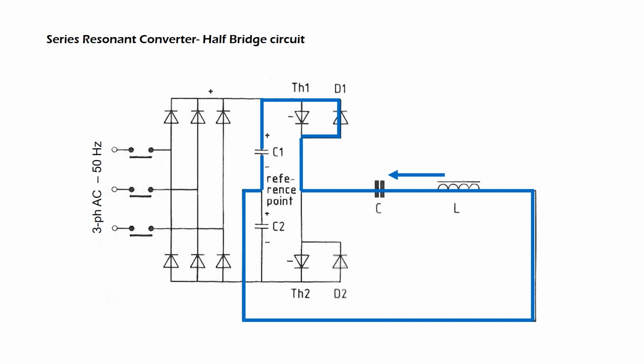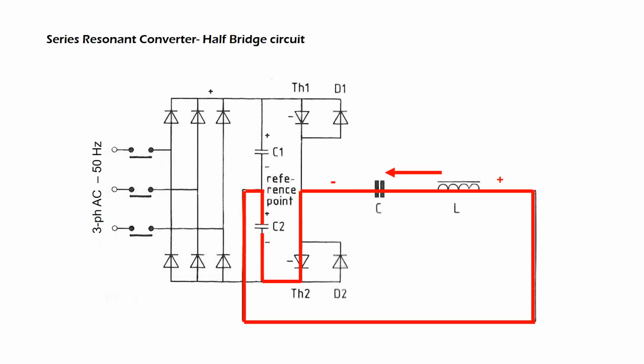After the current crosses zero, it stops flowing through thyristor TH1 and now flows in reverse direction through D1. It now flows from minus to plus of C1 via the inductor L, the capacitor C and the diode D1 and charges capacitor C1. After termination of the recovery time, thyristor TH2 fires.